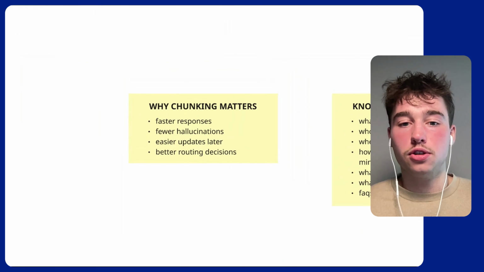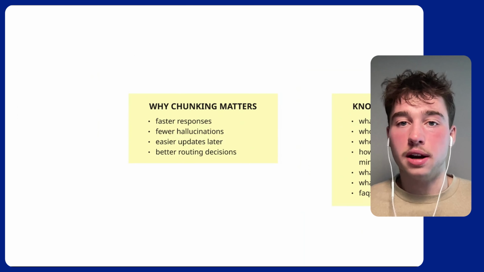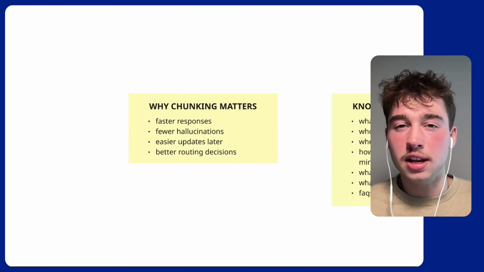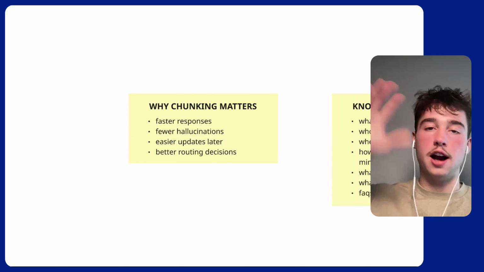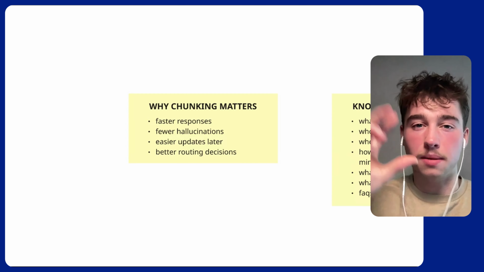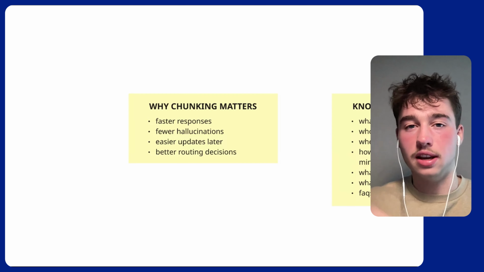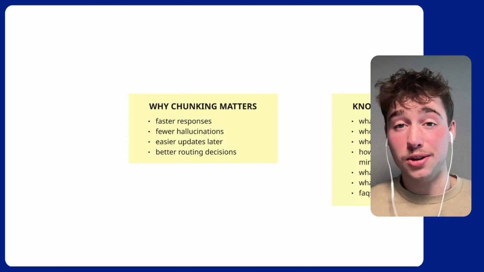So chunking matters because it allows for faster responses from the agent. It doesn't hallucinate. So if you just paste a whole document full of information that's not segmented and chunked for specific things, the AI is going to have a tough time responding the right way.